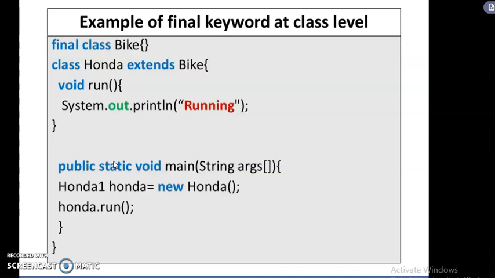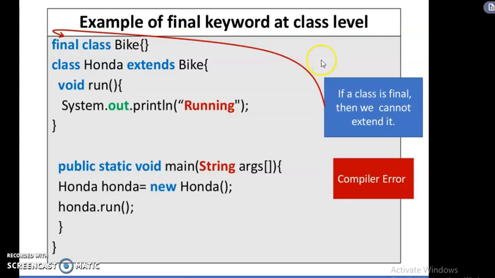An example of the final keyword at class level: here the final class name is Bike. Here class Honda extends Bike, and there is a method given here. When you compile this program, it will display an error message because the class Bike is declared final, so you cannot inherit the class Bike. So if a class is final, then we can't extend it. It will give a compile error if you run this program.